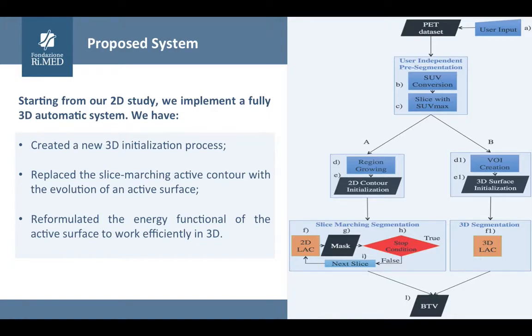The obtained mask was then propagated to the adjacent slice using a slice-by-slice matching approach. Propagation was performed in parallel both upward and downward until a suitable stop condition was met. Finally, a user-independent three-dimensional volume was obtained. The present system inherits the same pre-segmentation design, while the fine segmentation is achieved by evolving one whole active surface which intersects and segments all PET slices at once, replacing the slice matching active contour.